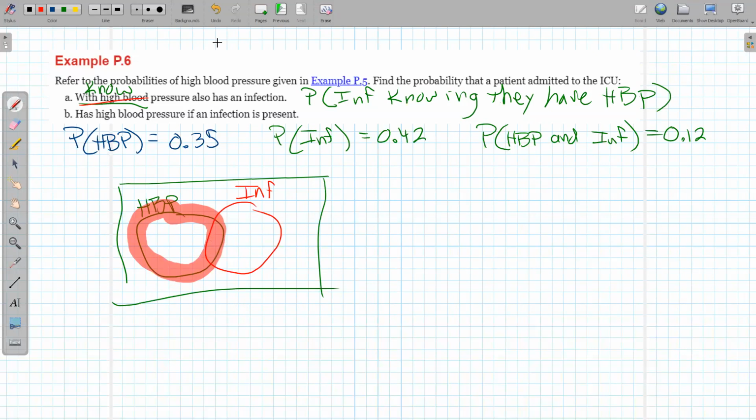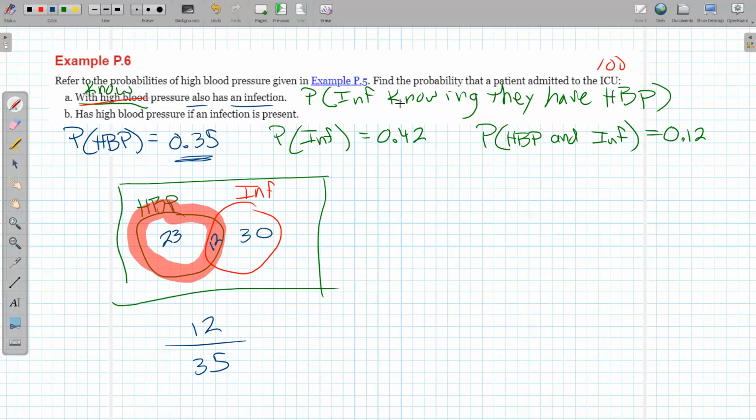So if I said maybe there's 100 people in the ICU total, and either they have high blood pressure or they have an infection or both. Of those 100 people, 12 of them would be here. 23 would have high blood pressure but not an infection. That gives me that total of 35 up there. And then 30 of them would be right here, and 30 plus 12 gives me that total of 42. So out of the high blood pressure people, that's my new denominator, the 35, how many of them also have an infection? That would be 12. So I can look at the picture and get that.